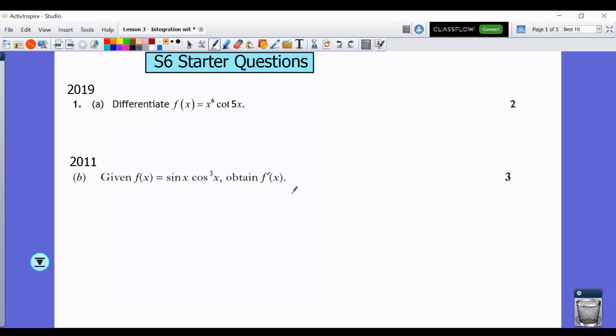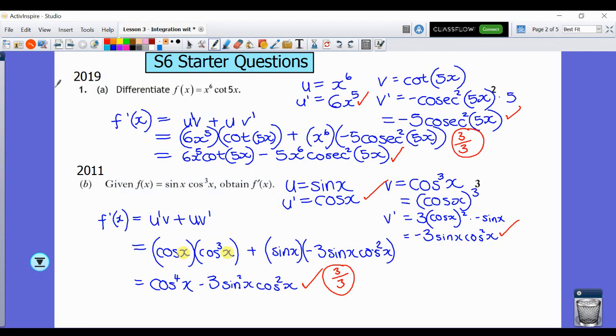Okay, and here are the full solutions. So both of them are worth 3 marks each. So pause the video and correct your work that you've done.